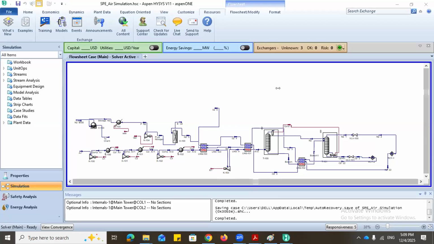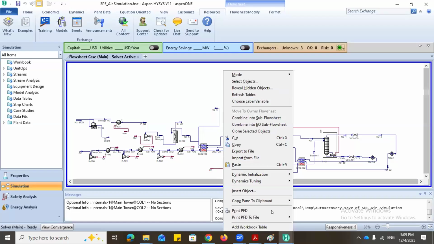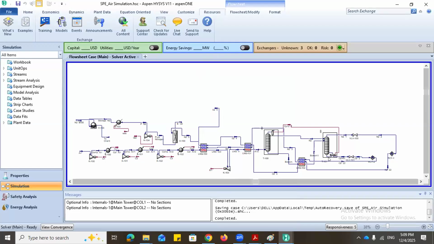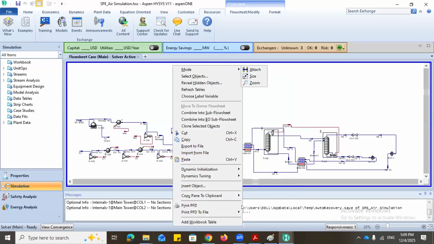Moving forward, let me show you the procedure on how to send this file to AutoCAD. What you just need to do is easy. Right click on your flowsheet area. Then let me go up, hold on, this is blocking it. Let me take it up a bit. So right click, go to print PDF to file.